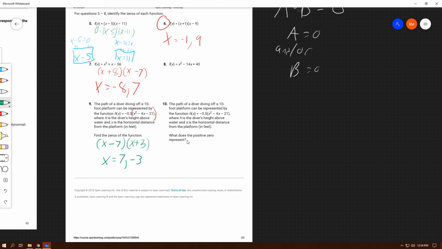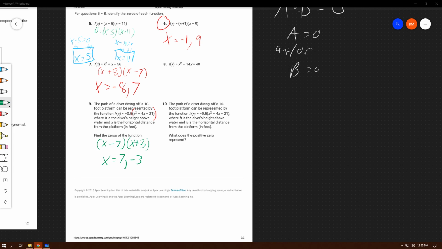What does the positive zero represent? Okay, so the positive zero is a 7. So that means, I believe if I'm thinking of this question right, because we know it's the x-intercept across the x-axis, this is going to be where the diver hits the water. So when he dives off of the diving board or whatever it's called, he's going to hit the water at x equals 7 feet. So he's going to be 7 feet away from the platform when he hits the water, right?